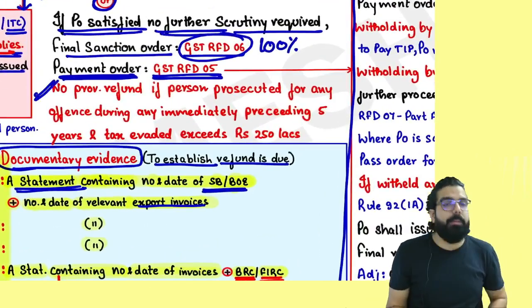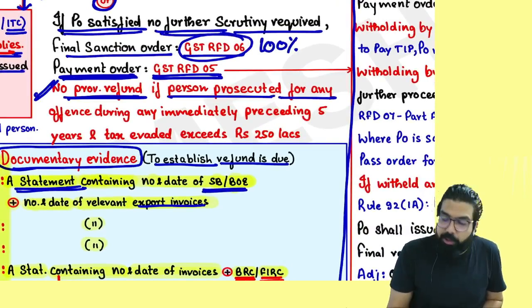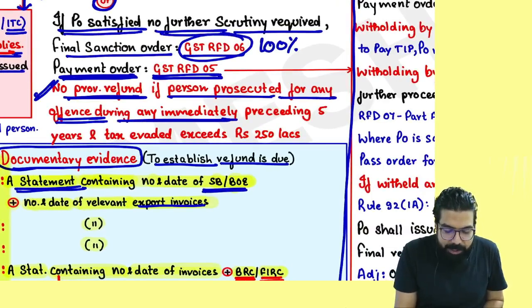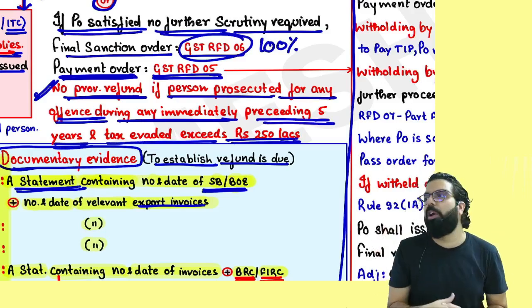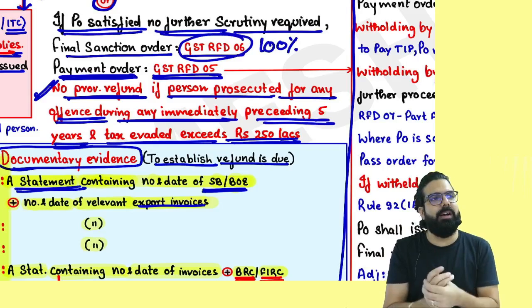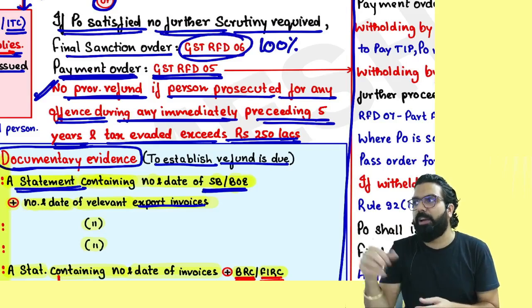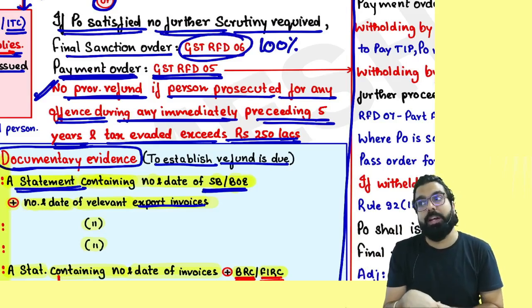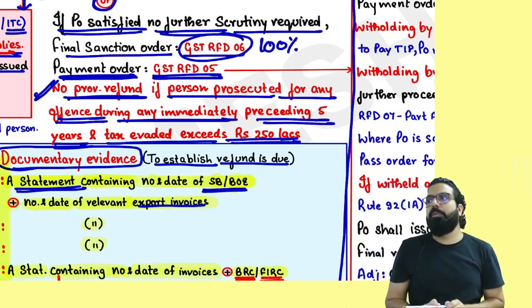Everyone over here, always remember one thing, no provisional refund will be given if the person is prosecuted for any offense during any immediately preceding 5 years and the tax evaded exceeds how much? 250 lakh. It means the government is telling thieves and all, provisional refund will not be given. We will check everything and only then we'll go ahead and give the refund. So if you have been sent to jail in the last 5 years because you have done an offense where the amount involved is how much? 250 lakh. Then for you, no provisional refund. They will do the full checking. Only then they will give you the refund. Are we all clear till here?